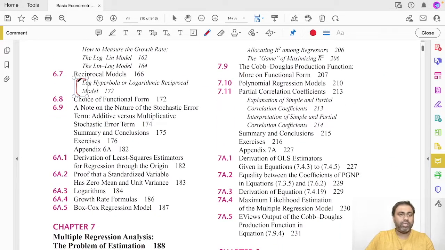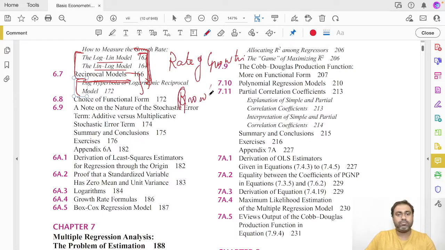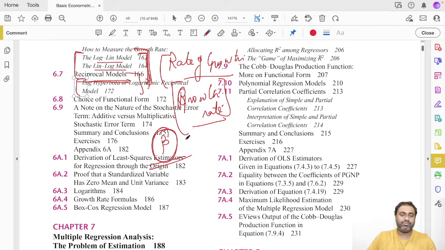And log hyperbola, reciprocal models, log linear models. We just need to understand what log linear models are and how they are interpreted. There is rate of growth, okay, or one is growth rate. So what is the difference between rate of growth and growth rate? Like all these log linear models, it is all about the interpretation of beta. How do we interpret beta? So, this is the case.